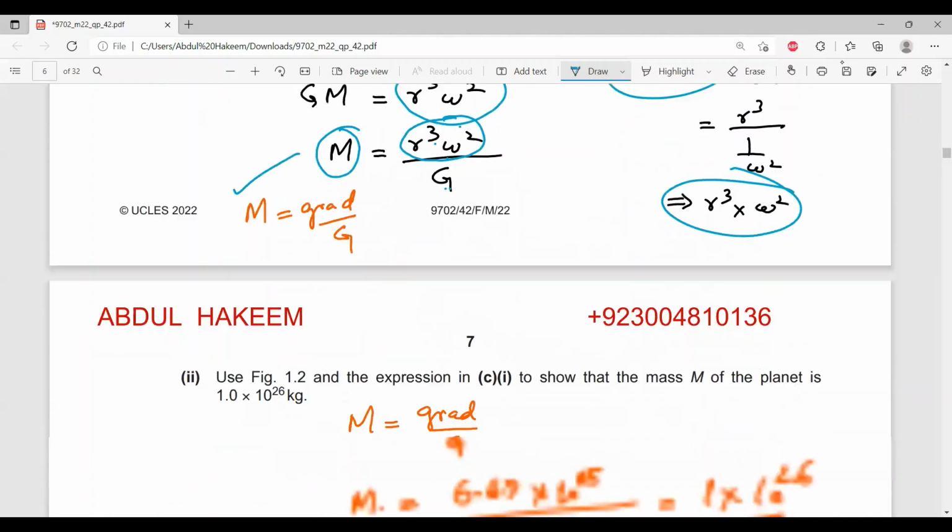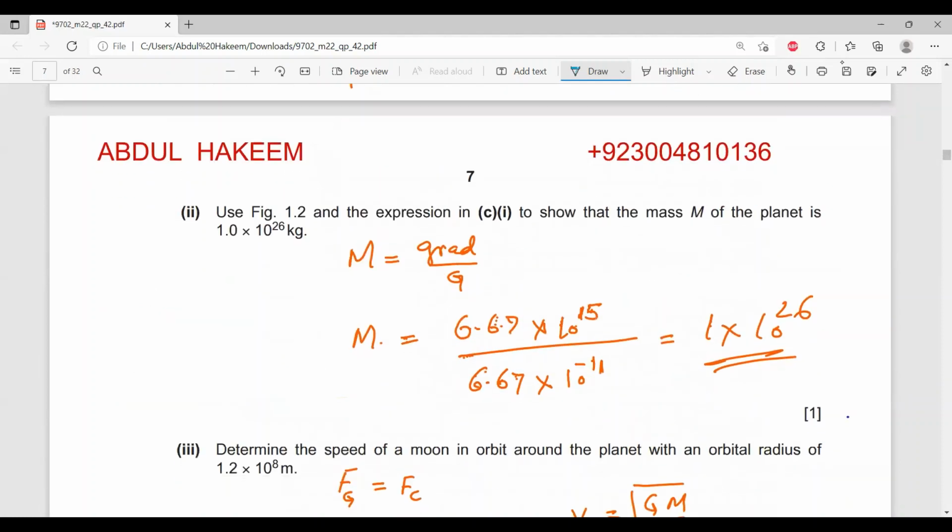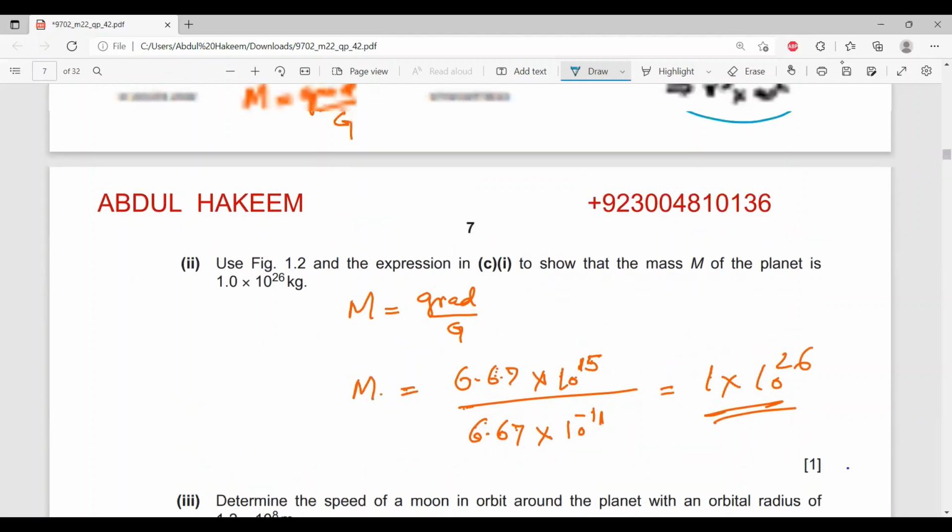It is proved. Next, use the figure and the explanation in part C to show that the mass M of the planet is 1 times 10 to the power 26. Okay, so M is equal to gradient divided by G. First we calculate the gradient from the graph.